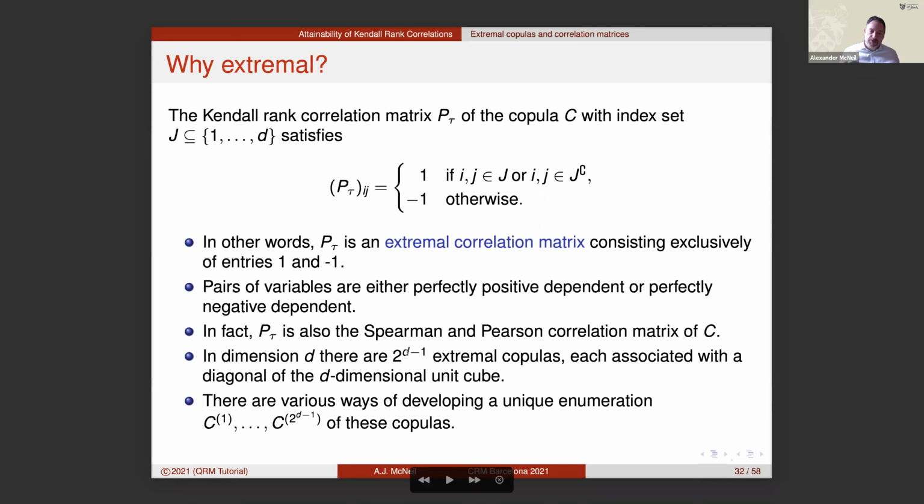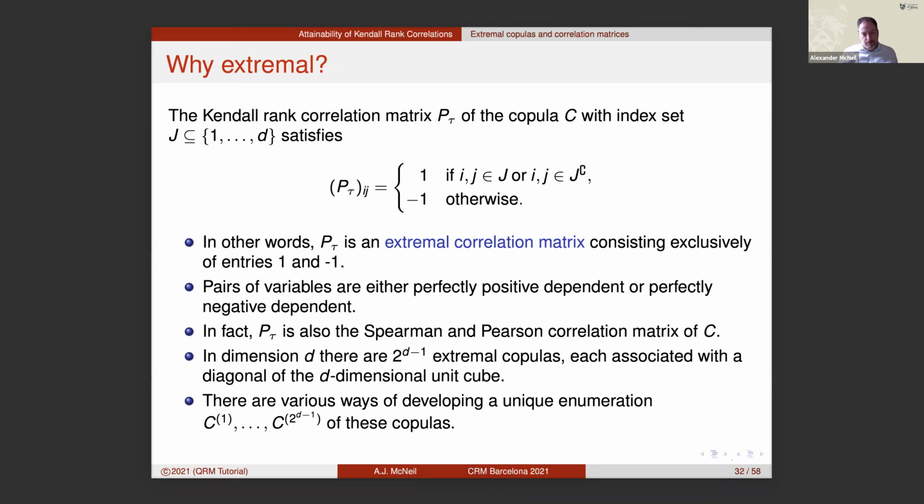When the dimension is 2, there are 2, which are the ones that I just showed you in the R script. You saw 2 copulas. Those are the 2 extremal copulas when the dimension is 2, each associated with a diagonal of the unit square. In 2 dimensions, the unit cube is just the square, and so the ones associated with the 2 diagonals were the extremal copulas. But when we have D dimensions, there are 2 to the D minus 1.